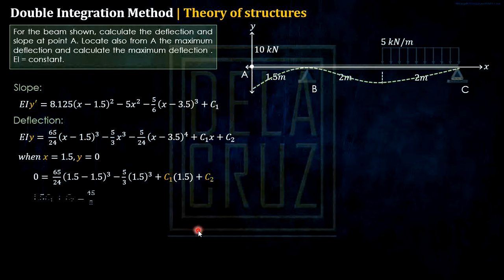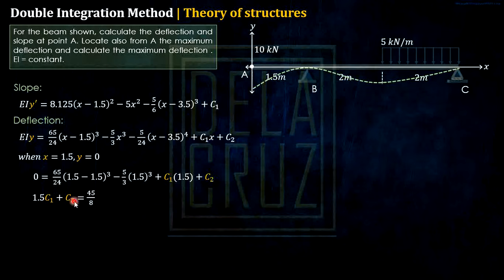Then, simplifying this, this is what comes out. Take note. Calculate this in your calculator. Then we transpose to the other side, so it becomes like this. Now, another boundary condition is at the other support.